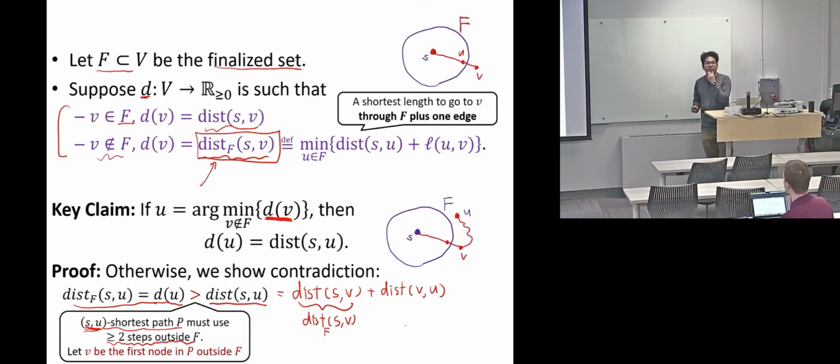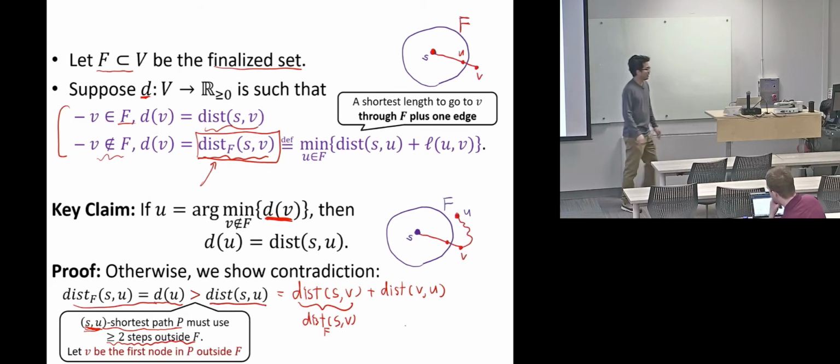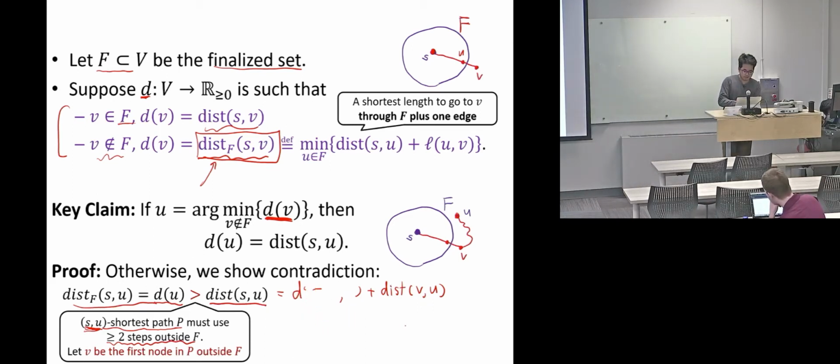Because it's taking a path that only takes one edge outside of F. Yeah, it's by the choice of V. It's the one that uses just one step outside F. So these are the same. Good. All right. So far, what do we have? We have this.